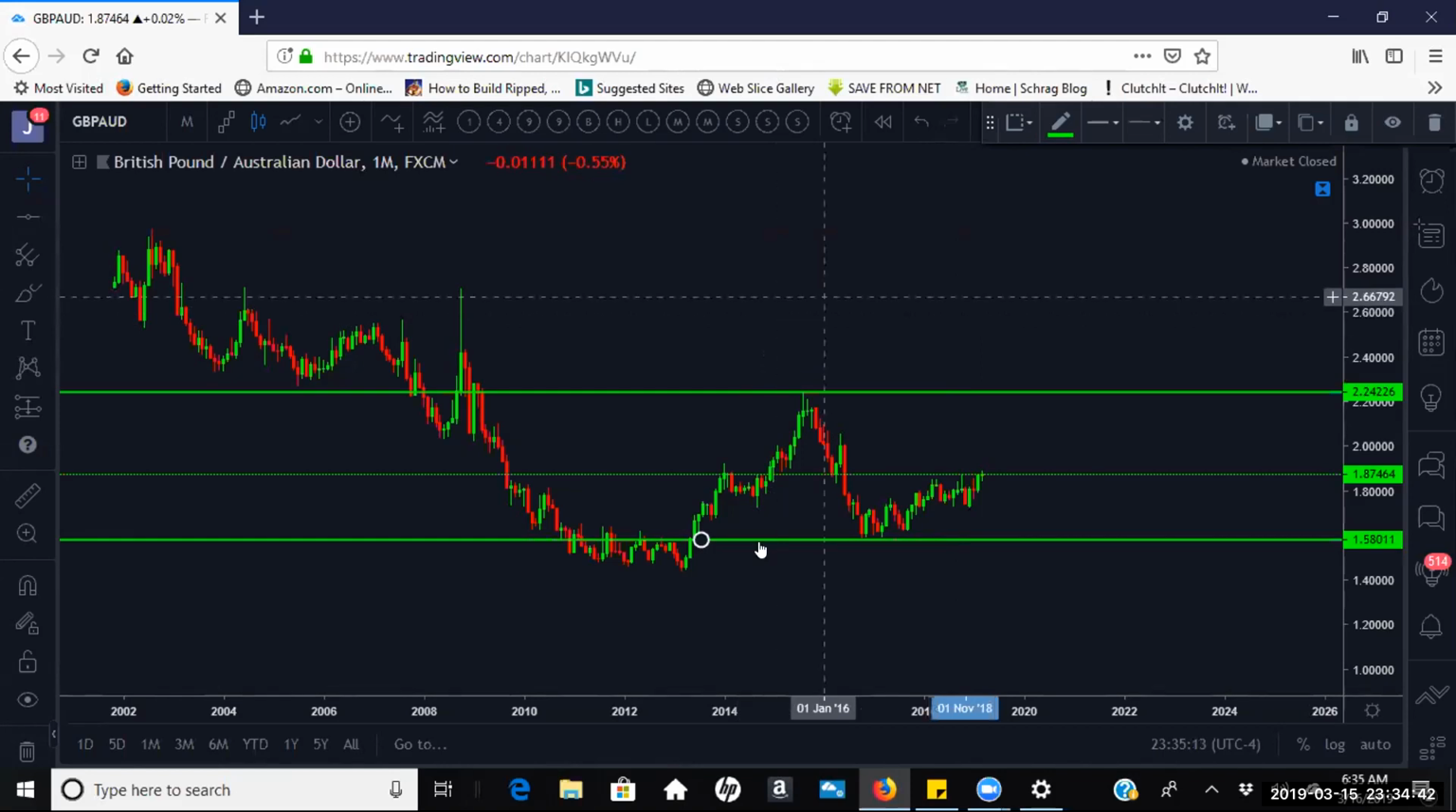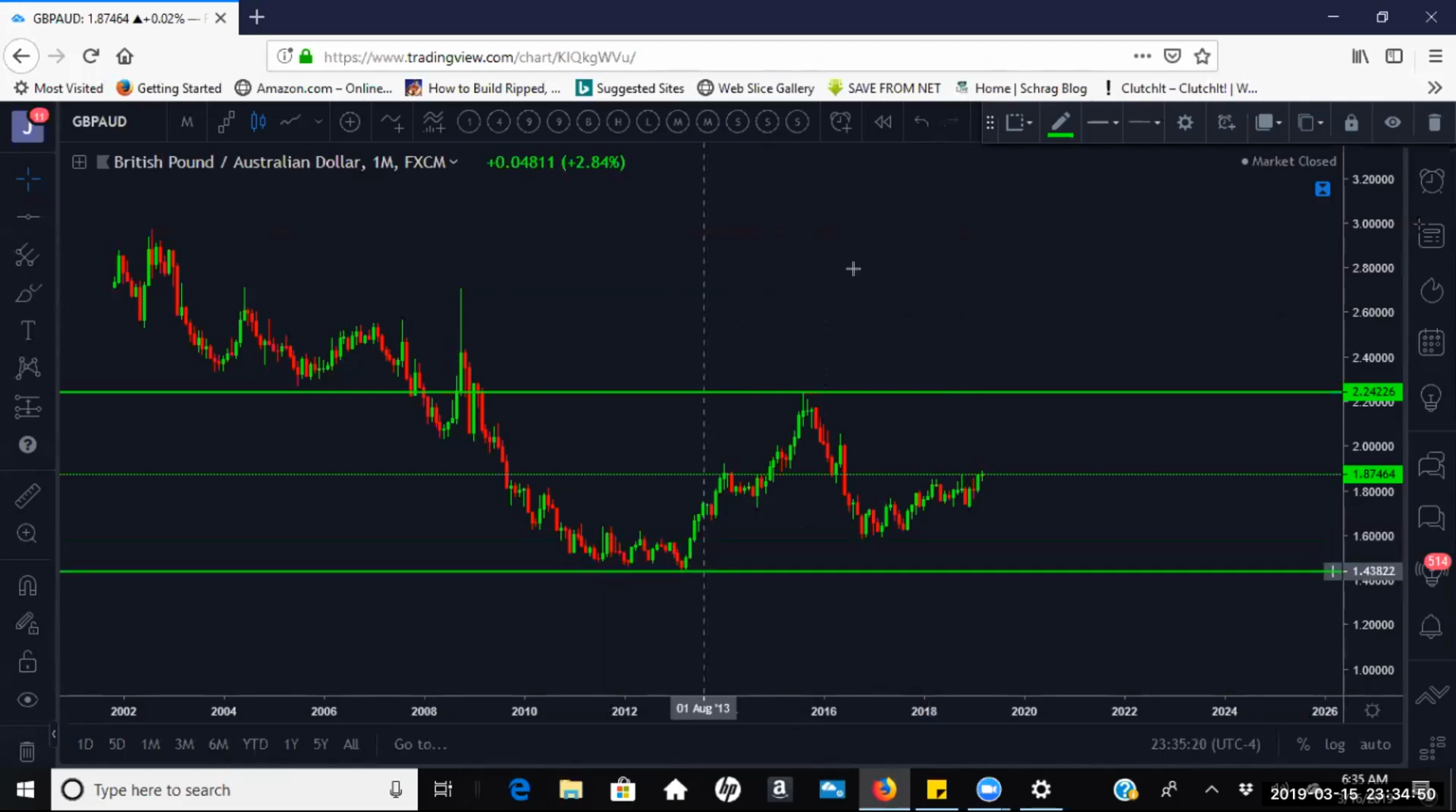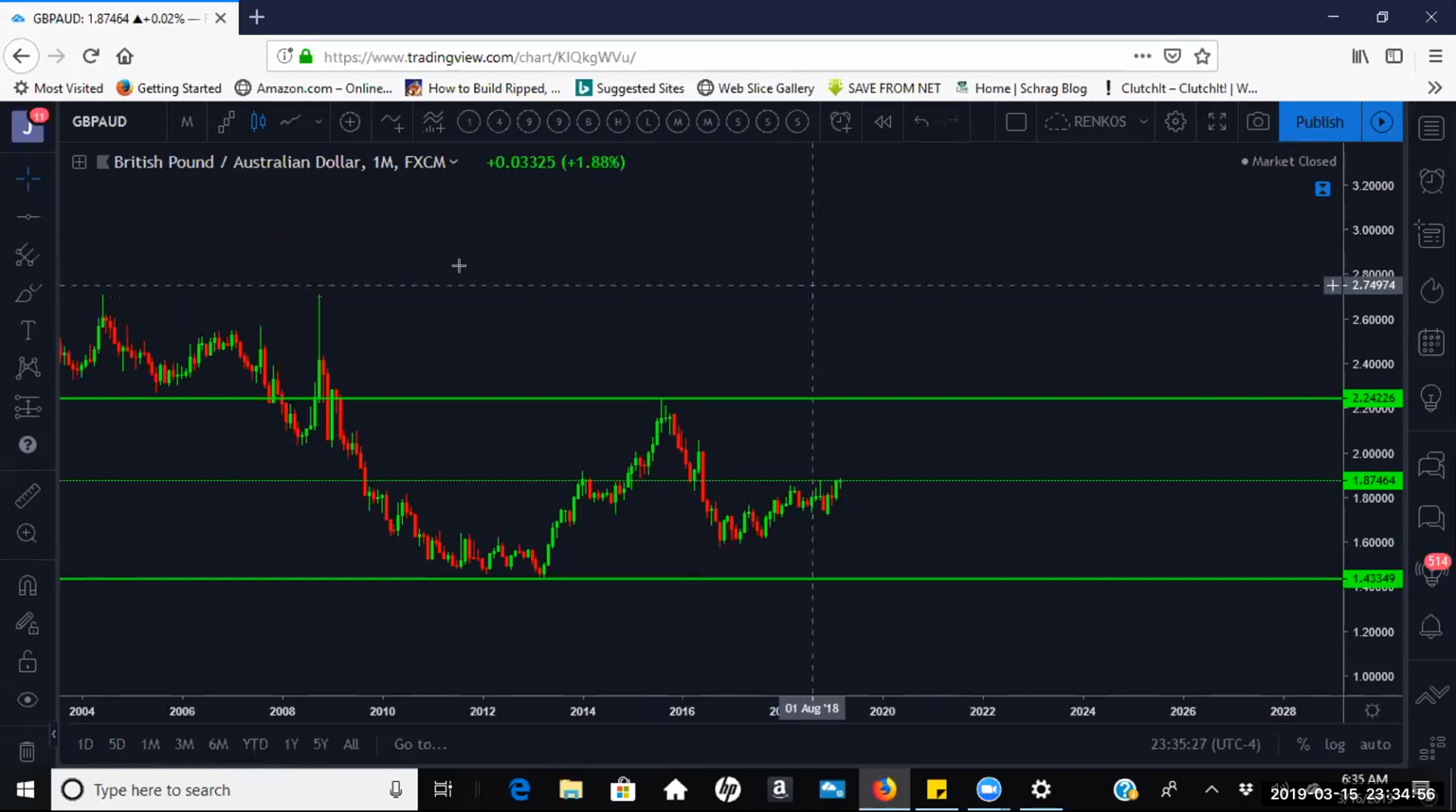All right. This pair right here is GBP AUD. Now I want you guys to say Eagle Eye. Eagle eyes, and we're going to talk about some eagle eyes today. We're going to look at eagle eyes in an aspect. We're going to see what the market is saying.